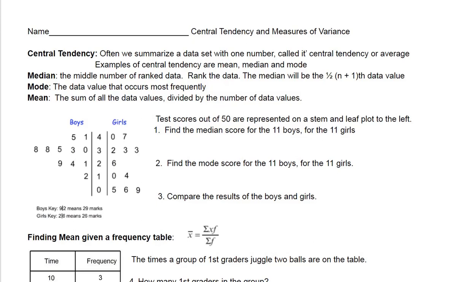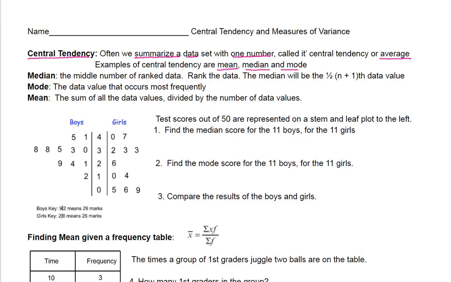Today we're going to talk about central tendency. It can be a little confusing because central tendency is basically a number that we use to summarize data. And sometimes the central tendency is called an average. Now keep in mind that the examples of central tendency are mean, median, and mode.